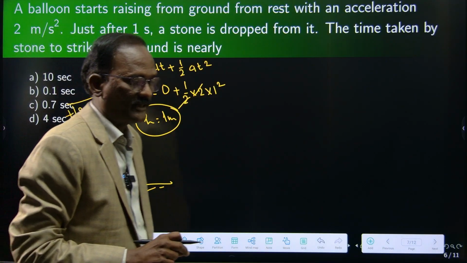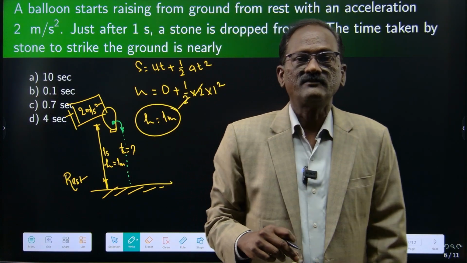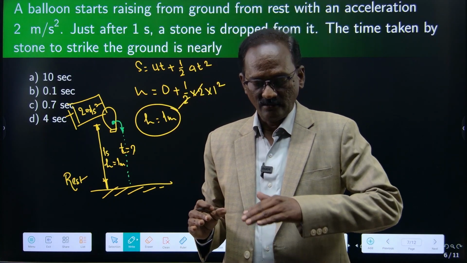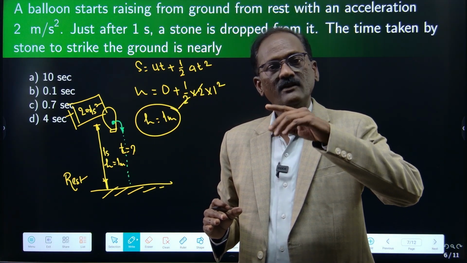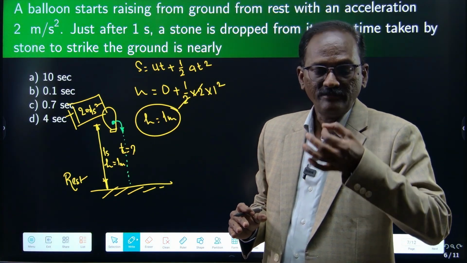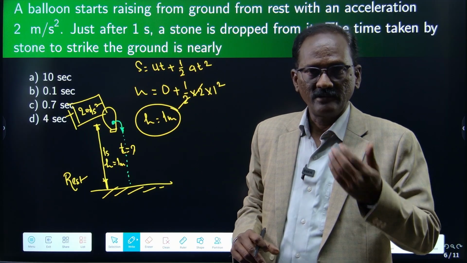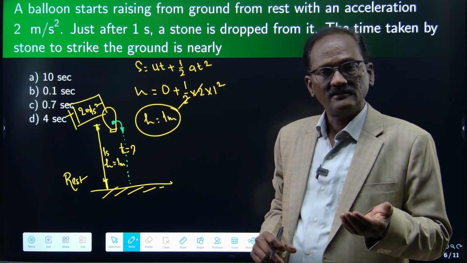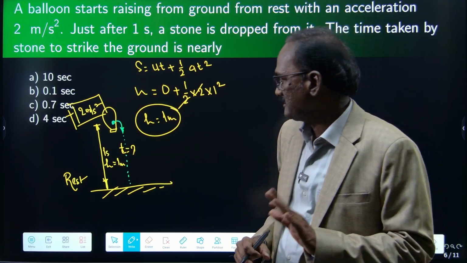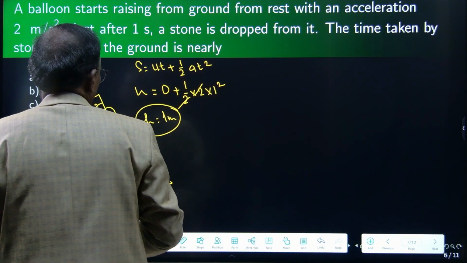In 1 second of time, with an acceleration of 2 meters per second squared, the balloon would have reached a height of 1 meter. From that 1 meter, a stone is dropped. How long will it take for the stone to reach the ground? This time is asked.